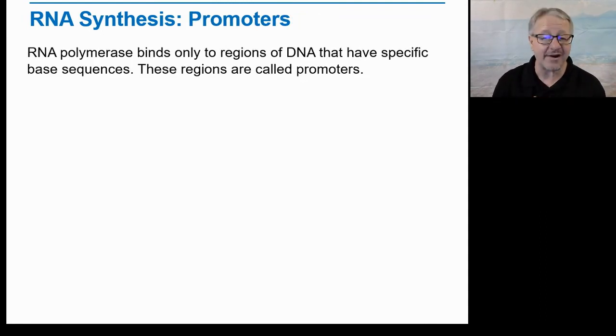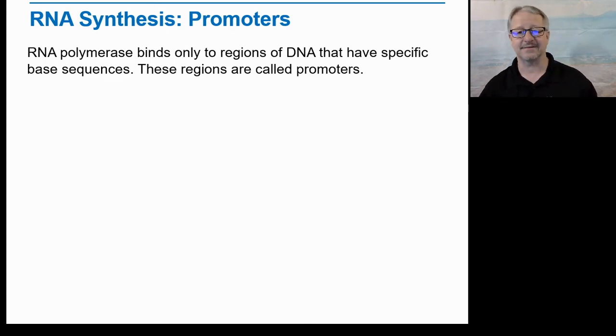So here's a question for you. How does RNA polymerase know where to start and stop making a strand of RNA? Well, if you're thinking that RNA polymerase doesn't bind to DNA just anywhere, you're right. The enzyme only binds to what we call promoters. The promoters have a specific base sequence, and that base sequence tells the enzyme where to start transcribing DNA. So keep in mind as we continue along here that transcription is the first stage of RNA synthesis.